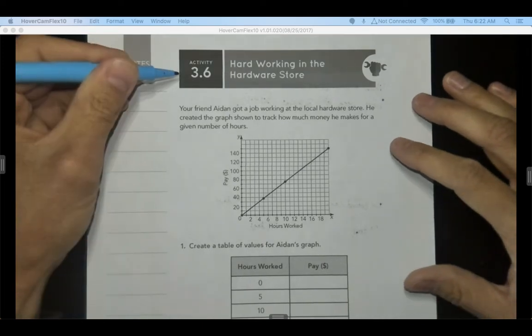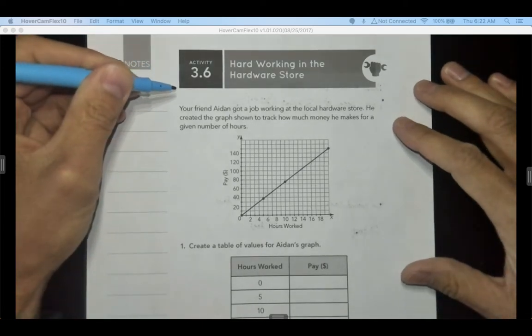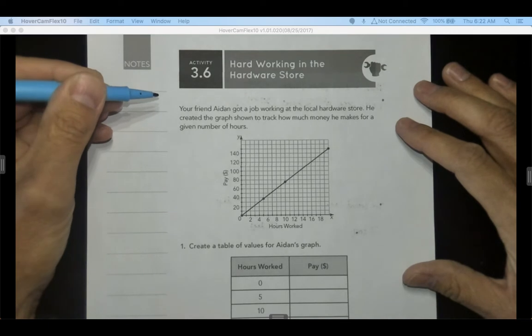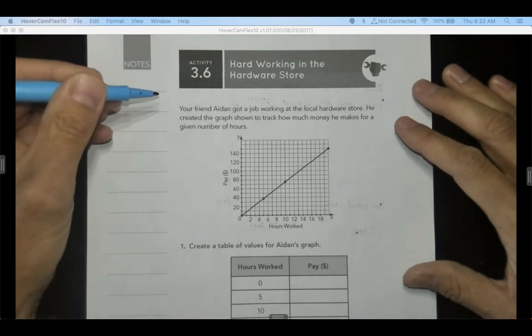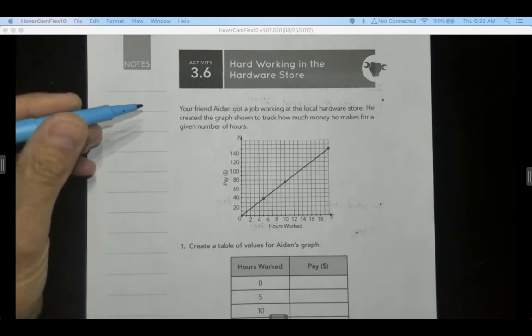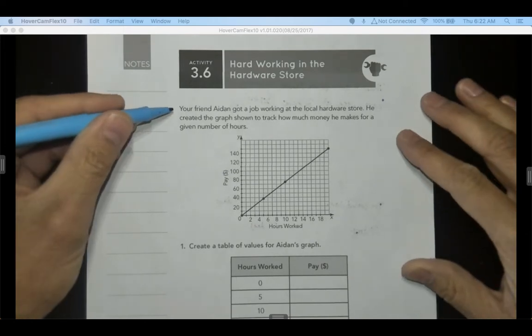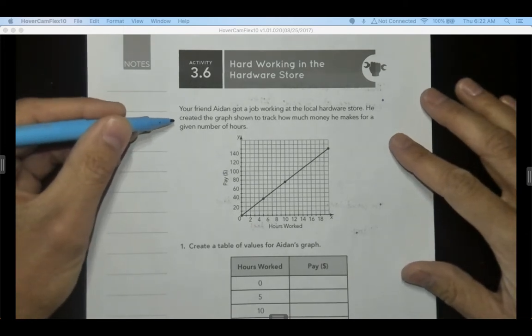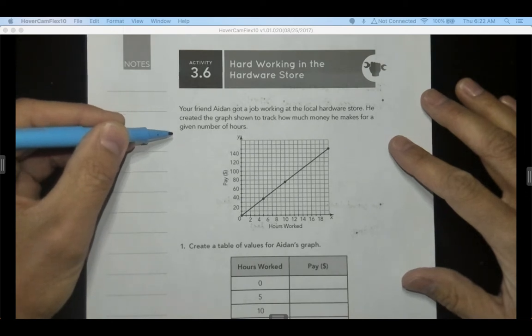Activity 3.6, Hardworking in the Hardware Store. Again, we are working on different graphs and we are analyzing them, understanding them, and then thinking about what the values mean. Your friend Aiden got a job working at the local hardware store. He created the graph shown to track how much money he makes for a given number of hours.